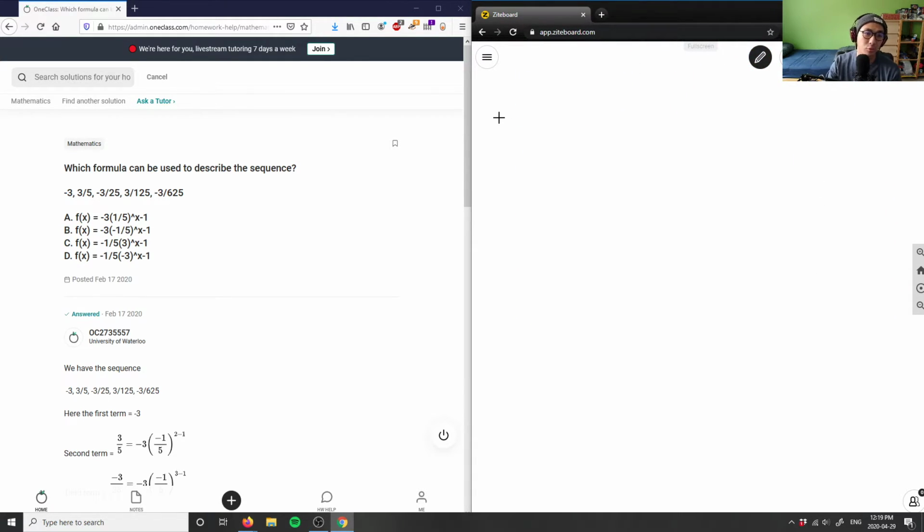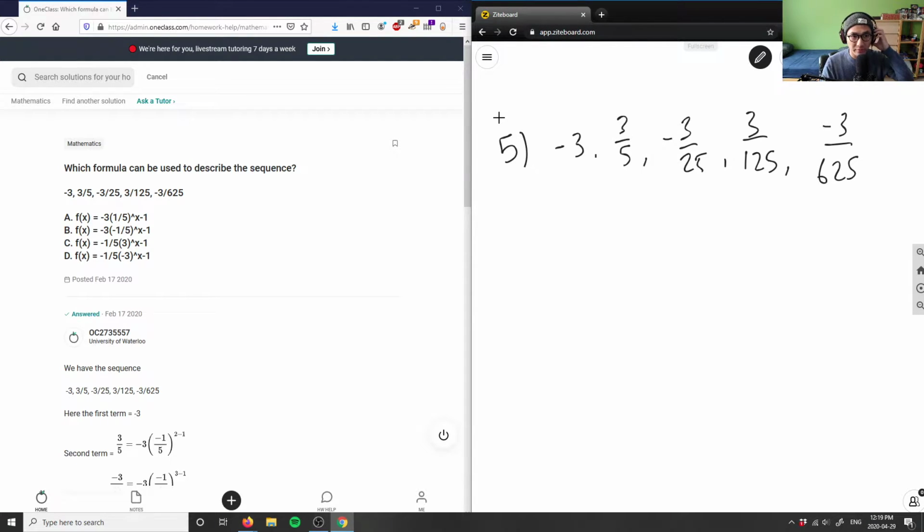Number 5 is asking which formula can be used to describe the following sequence here. I have negative 3, 3/5, negative 3 over 25, 3 over 125, negative 3 over 625, and I'm given four kinds of functions here.